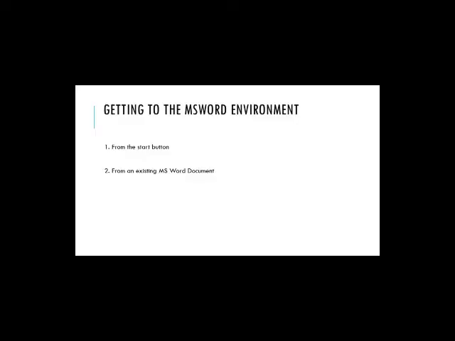To get to the Microsoft Word environment, it's very easy. You simply go through the Start button, and then you see Microsoft Office, and then you locate Microsoft Word there. In case you have done some work on Microsoft Word before, you don't want to take all that pain. You simply look at the existing document and double click on it, and it will open the document that had been there before. Then from there you open a new one, either using Ctrl N or using your mouse.